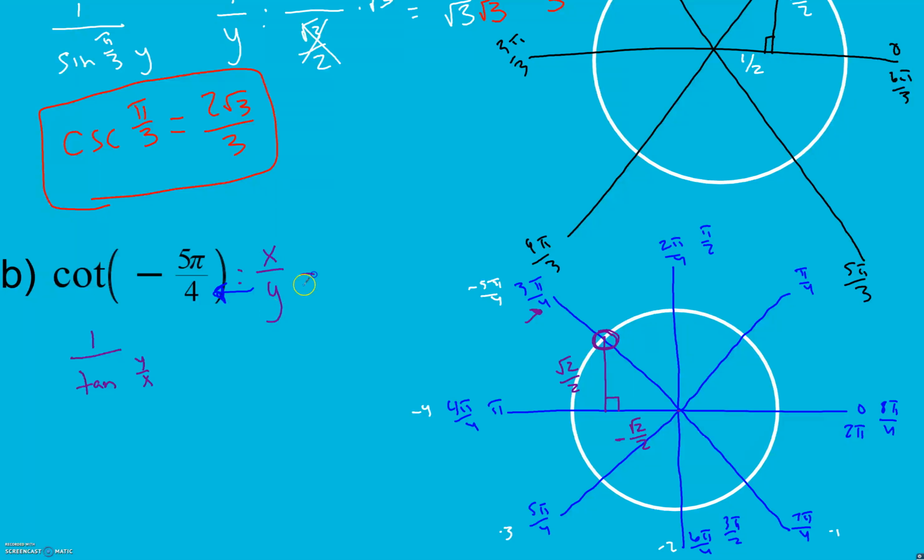Not really going to matter here because at 45 degrees or pi over 4, tangent and cotangent are 1 or negative 1. So here our x is negative square root of 2 over 2, and our y is square root of 2 over 2. So again, to get rid of our denominator, we multiply by the reciprocal, reduce what we can, and all we're left with is negative 1. So cotangent of negative 5 pi over 4 equals -1.